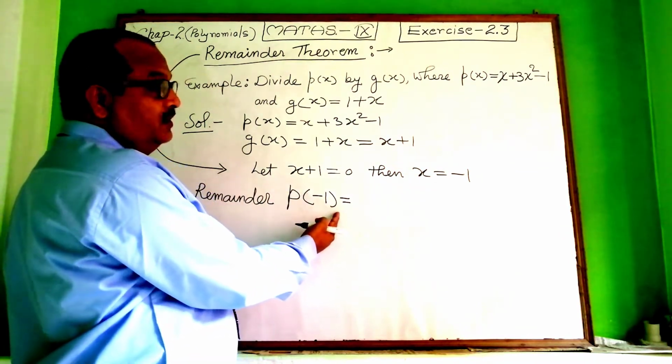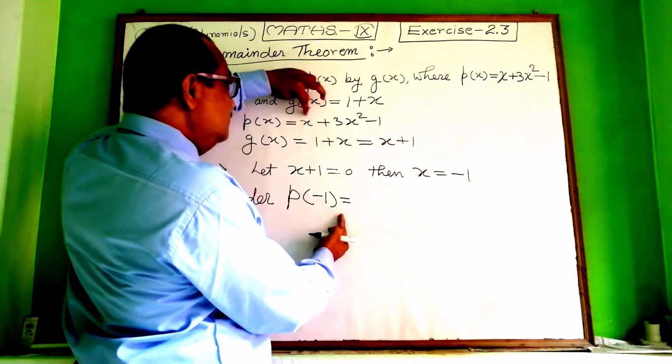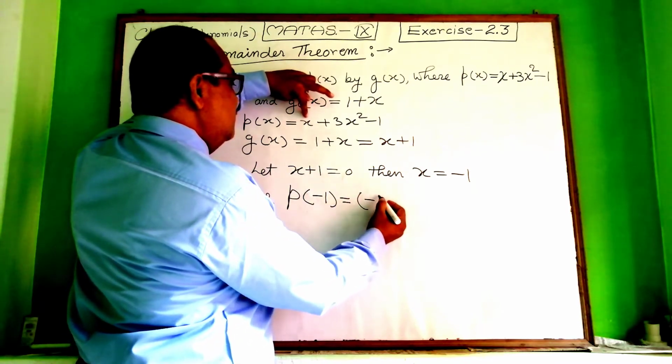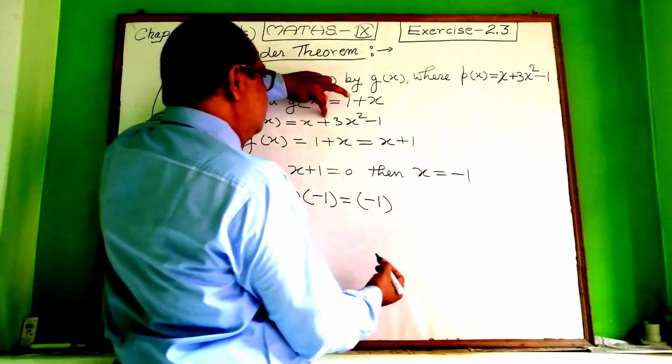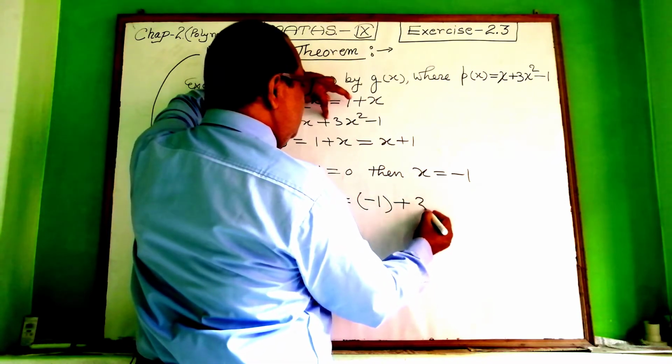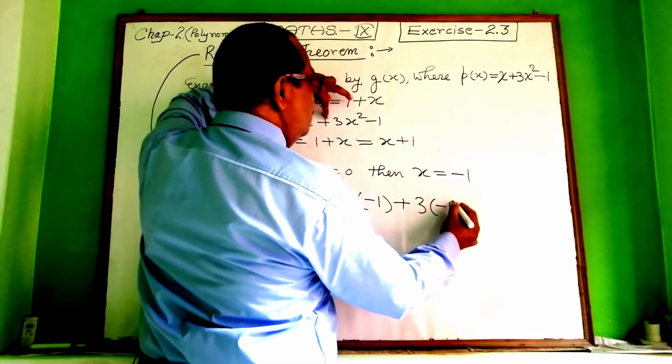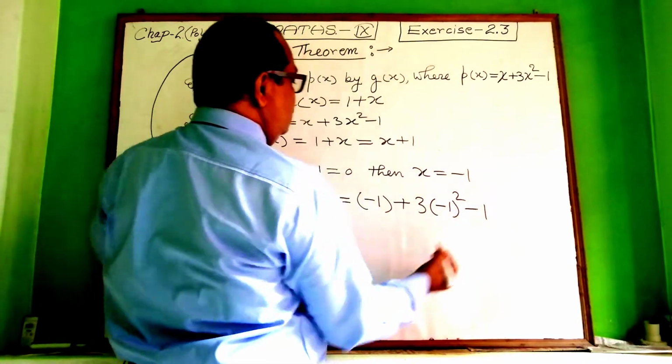This will give you the remainder. So putting this value here, in place of x we will substitute minus 1. So plus 3 (minus 1) whole square minus 1.